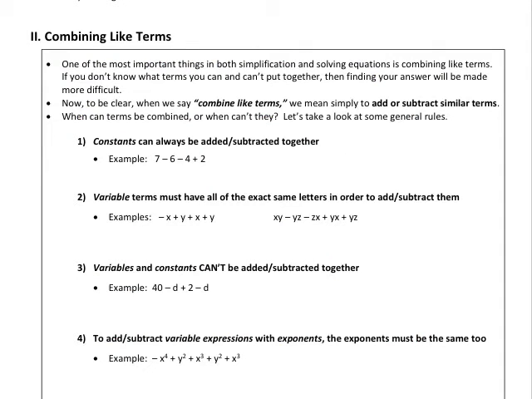Okay, I hope you tried those problems, and let's move on to the second part of these notes, which is going to be combining like terms. As you see, there are 5 important ideas when it comes to combining like terms, so it is important for us to both be able to simplify and solve, and in order to do that, we need to be able to combine like terms. And by combining like terms, we simply mean to add or subtract similar terms.